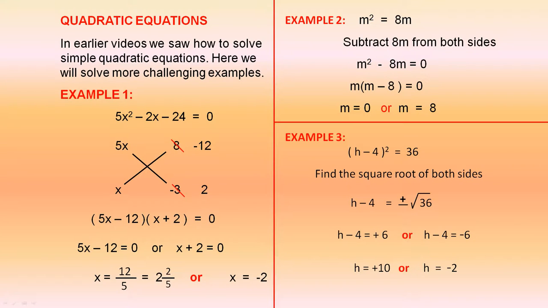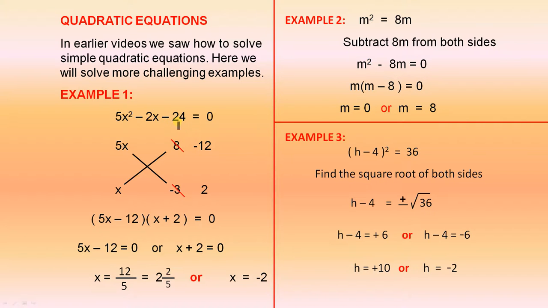Quadratic equations. In earlier videos we saw how to solve simple quadratic equations. Here we will solve more challenging examples. So let's look at example 1, which is here. Now we noticed from earlier videos we use a method called the crisscross method. Two terms multiplied together to give you 5x squared will be 5x and x. And with respect to minus 24, we have a little bit of trial and error happening.